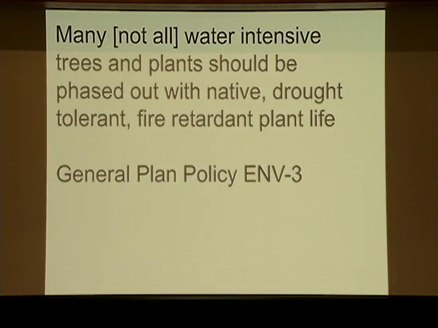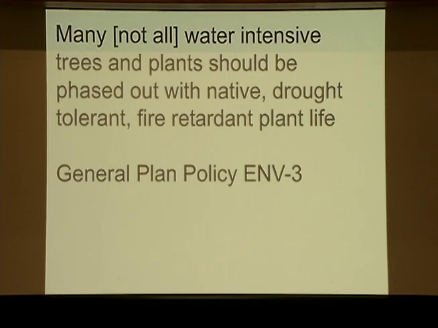But another problem is that we should continue to do more about water-intensive trees and plants, replacing them, not always, but sometimes, and replace them with native drought-tolerant, fire-retardant plant life. And this is according to our general plan, Chapter 4, Environment-3.